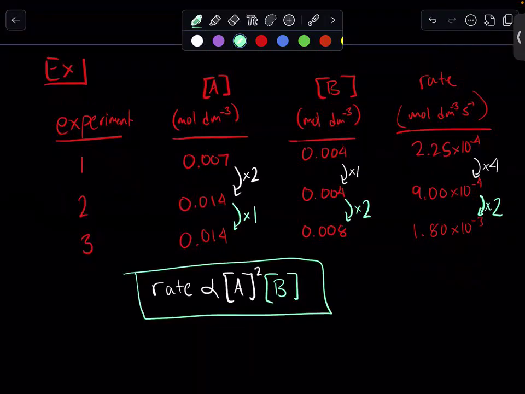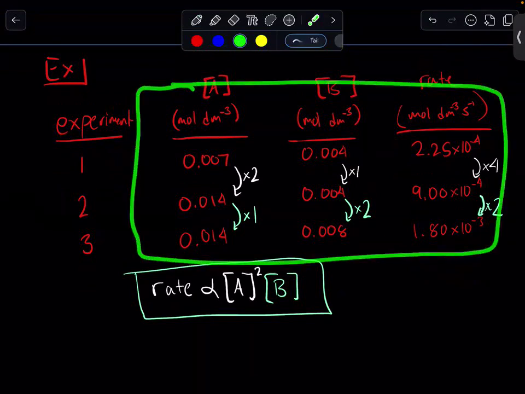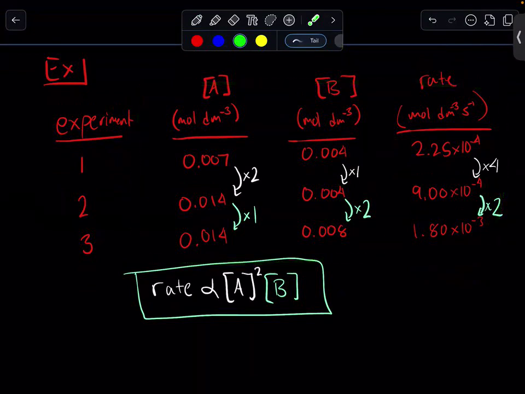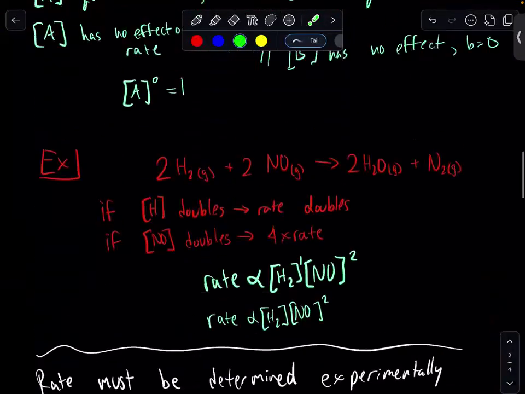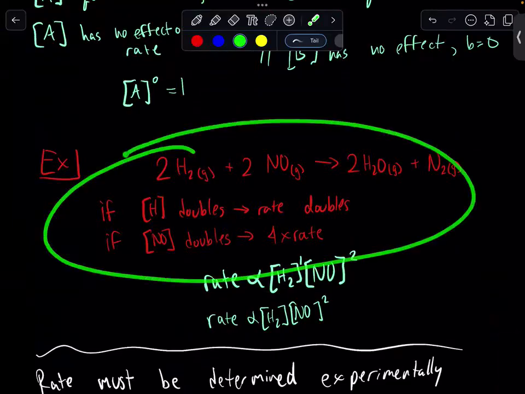This is it. This whole section culminates to being able to look at some data set and determine the rate expression. That's all you need to do, as well as being able to figure out rate expression through a verbal example as well.